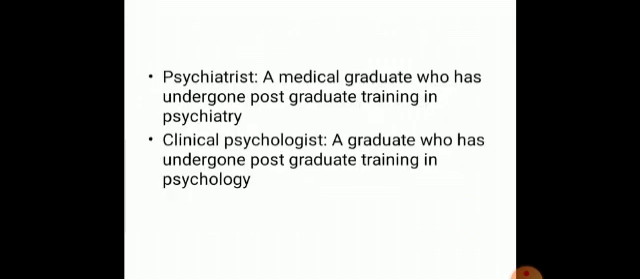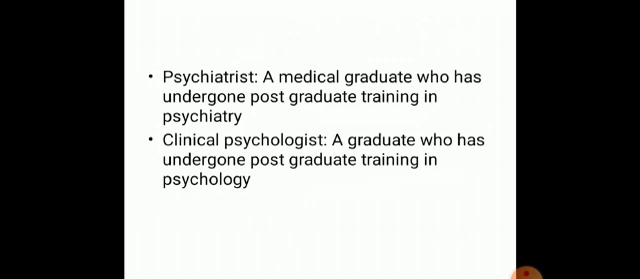It is a functional capacity of the brain and it has three components, that is cognition, conation, and affect. Cognition deals with the thinking process, conation with your behavior or actions, and affect with the emotions. So any abnormality in these three functions can lead to mental illness.